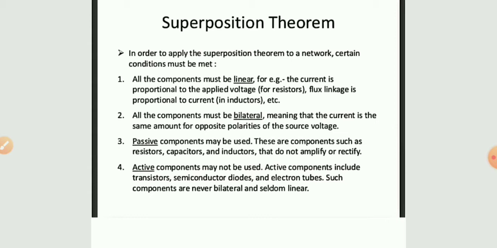And third, passive components may be used. These are components such as resistor, capacitor and inductor that do not amplify or rectify. And fourth, active components may not be used. Active components include transistor, semiconductor diode or electron tube.